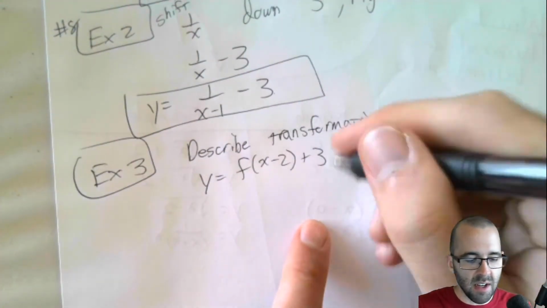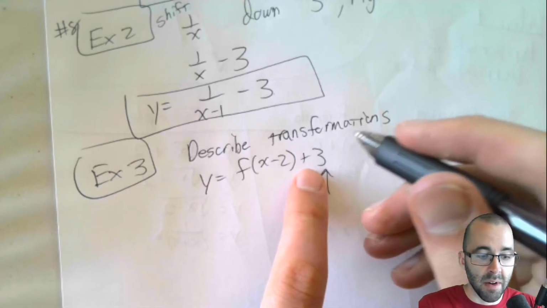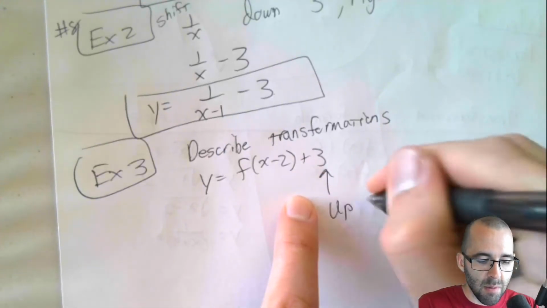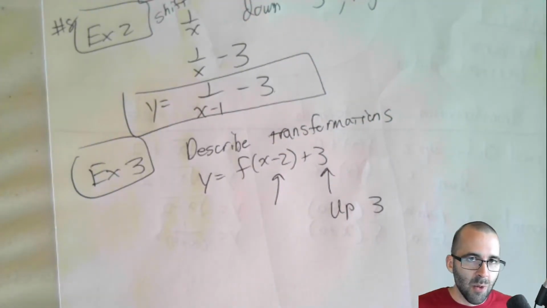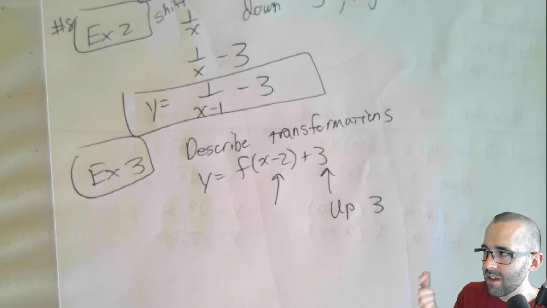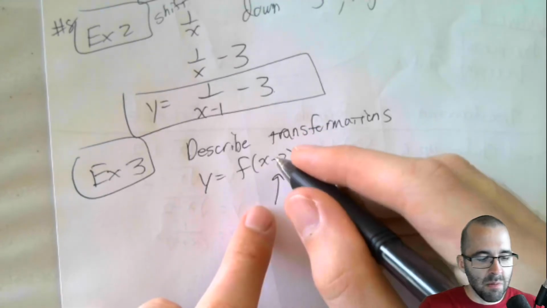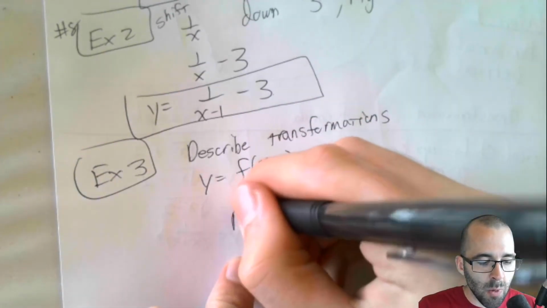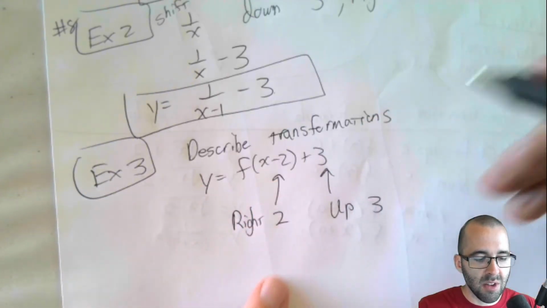Let's look at things one at a time. What does this do? Plus a number on the outside moves it up. That's going to say up 3. What does this do? And again, watch out when things are on the inside. They're going to work backwards from what you might expect. So minus 2 on the inside is actually going to move it right 2 units. These are the two things that are happening here.